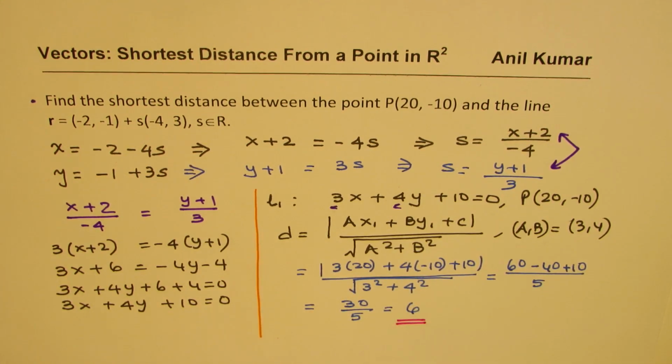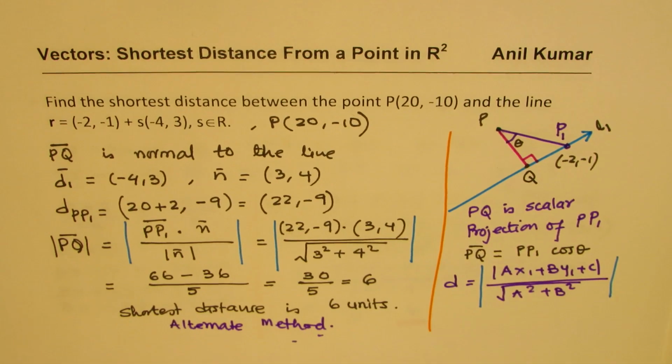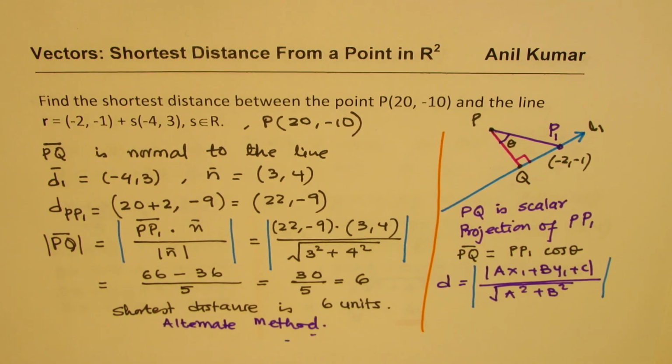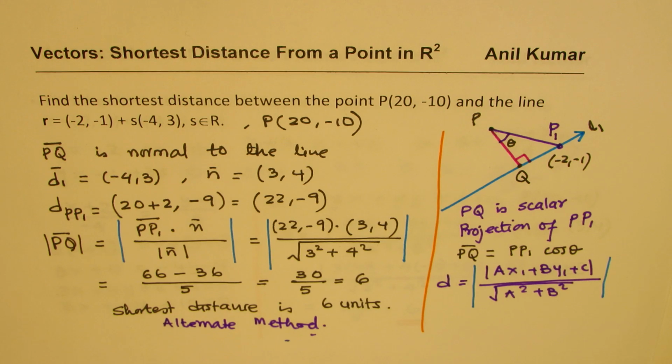So I hope you understand and appreciate how these two methods are linked, and also the concept which we use, right? Finding dot product with its scalar projection and then finding the answer. I hope you find it interesting and useful. Now we'll try to use the same concept for R3 also and show you how, using both dot product and cross product, we could actually find the shortest distance in three-dimensional space. I hope that makes sense.